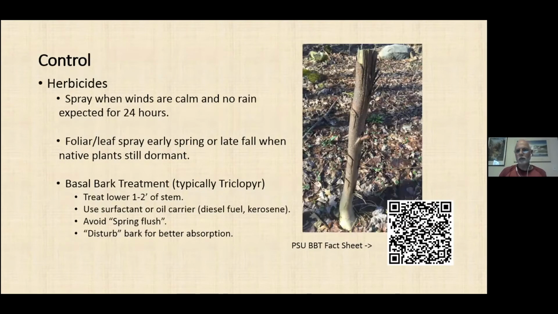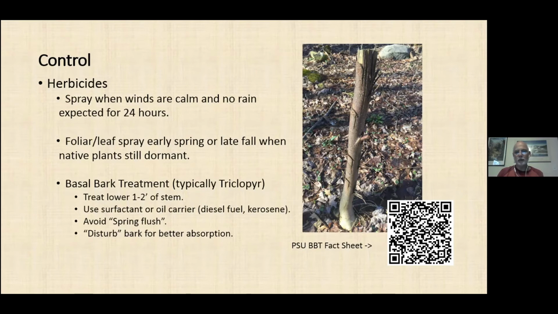So, common sense type stuff. You spray when the winds are calm. You don't want it blowing all over the place, and when no rain is expected in 24 hours or so. Typically, I like to spray the leaves. You can spray them any time of year, but if you spray in the early spring before the native plants come out, or in the fall when the native plants are dormant, you have less chance of killing the native plants.